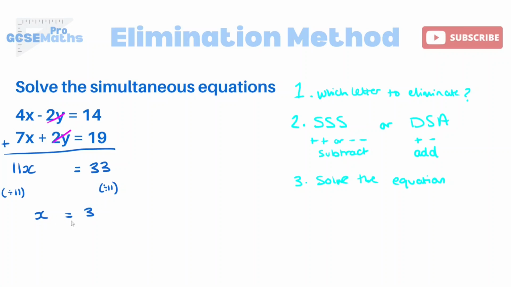Okay, perfect. So I've already got one answer here. I eliminated y to find x. X equals 3 for both equations. Once you've done the first 3 steps, the last bit is much easier.